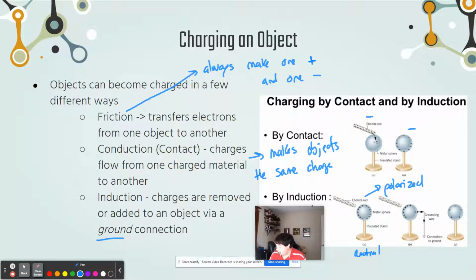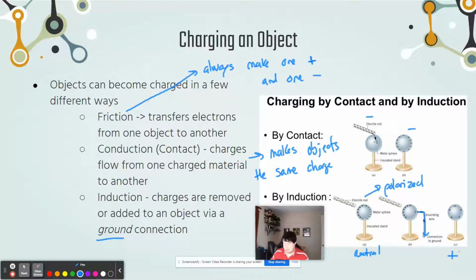But here's what you can do. If you ground the one side of this sphere, those electrons are too close to each other. They would much rather be further apart. And so if you give them an opportunity to go somewhere else, they definitely will. And so then you can actually force them to go into the ground. And then if you cut that grounding connection, I have now made a positive sphere.